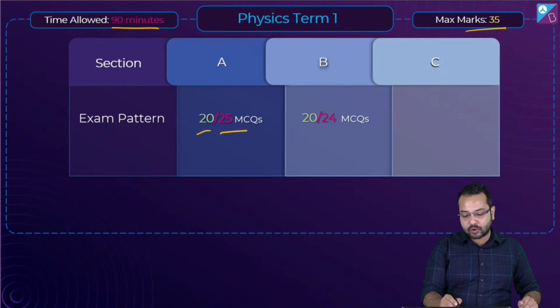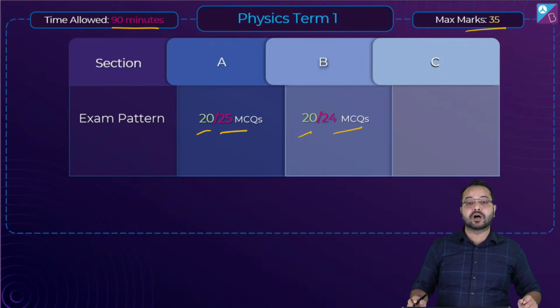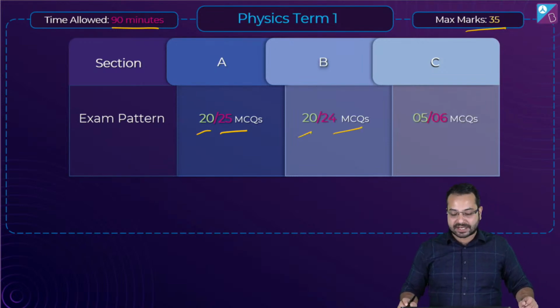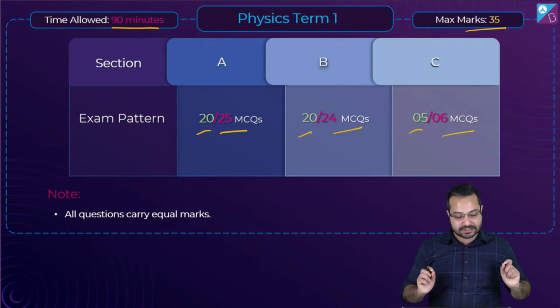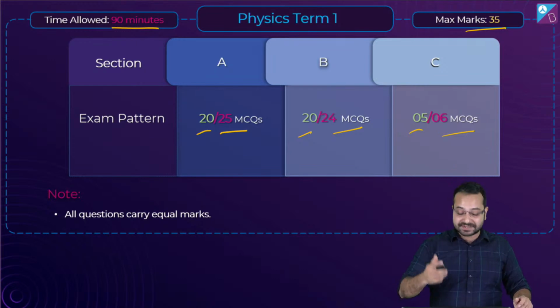In section B there are going to be 24 MCQs, out of which you have to answer 20. And section C has 6 MCQs, out of which you have to answer 5. All questions are going to carry equal marks. Correct? So that is the pattern for term 1.